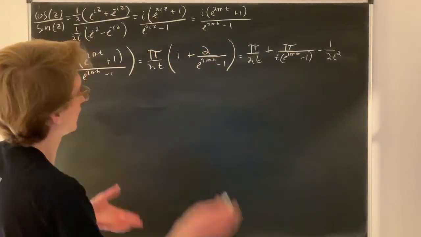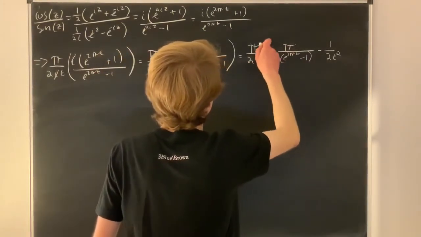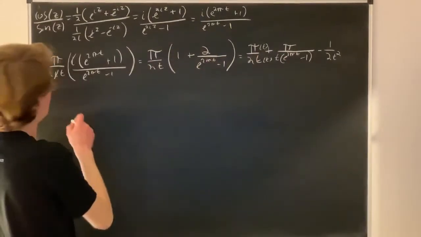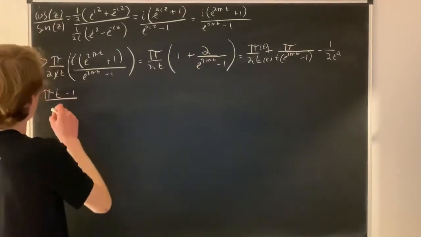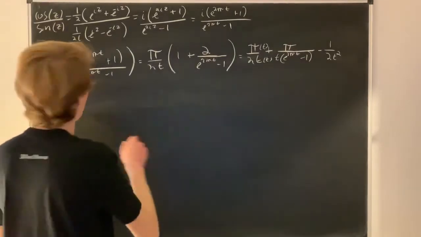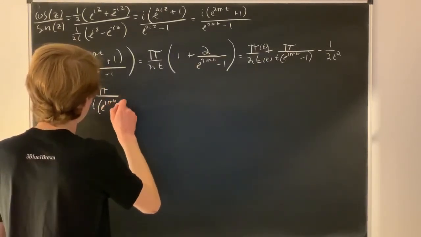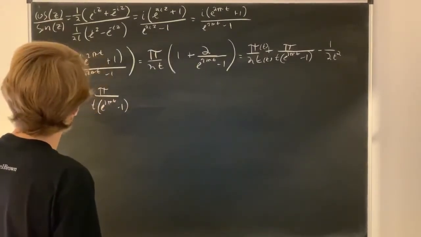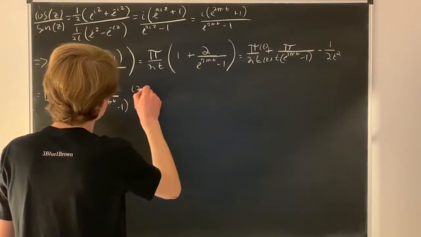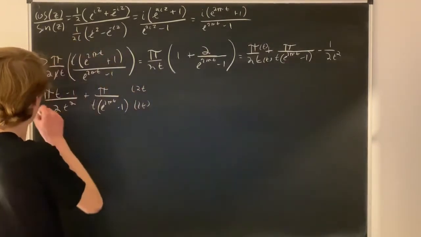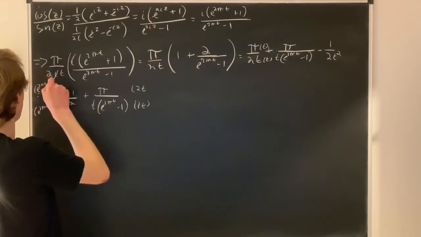So, now let's start simplifying this down. So we have a 2t squared. A quick thing we can do, multiply by t, and that would give us pi t minus 1 over 2t squared. But we still have this plus pi over t times e to the 2 pi t minus 1. So how do we get a common denominator here? Well, this one we can just multiply by 2t. This guy we can multiply by e to the 2 pi t minus 1.